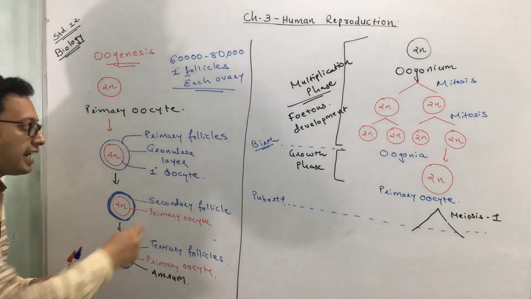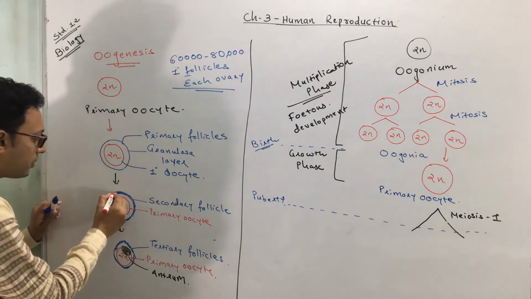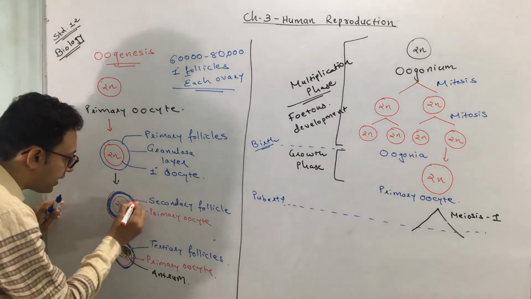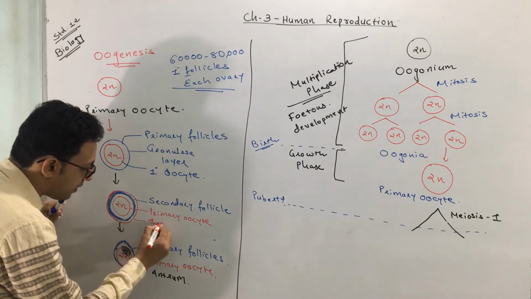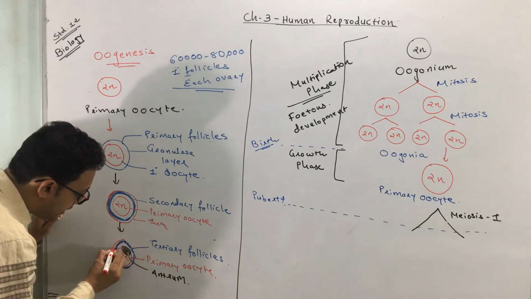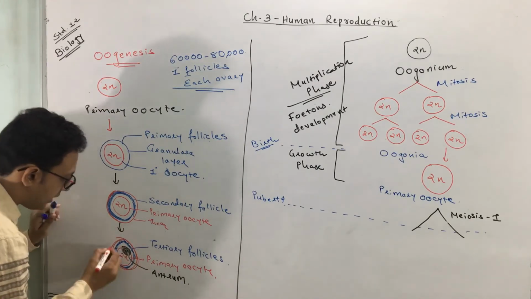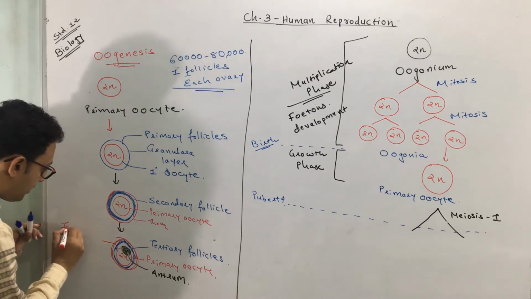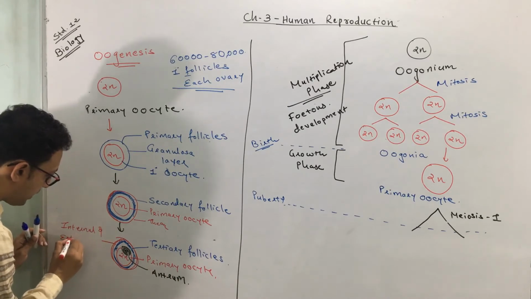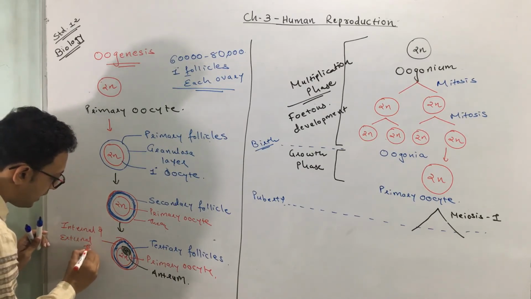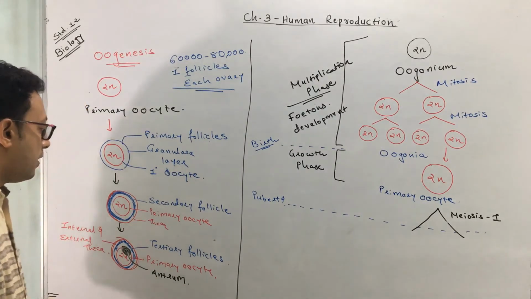Apart from that, what happens? Apart from the addition of granulosa layers, there is also the addition of a layer which we call the theca. This theca is added and then organized into two parts: internal theca and external theca. What is a theca? Theca is just the addition of a layer that takes place.